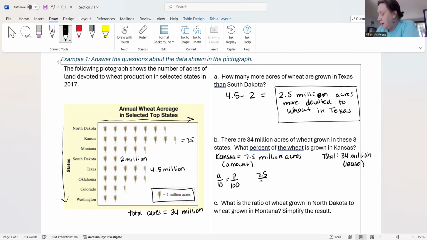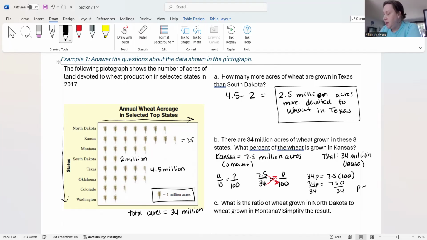We get 7.5 over 34 equals P over 100. So we cross multiply. And remember, I always cross multiply the diagonal that contains the variable. That's just what I do first. It doesn't matter though. So let's see, I'm going to get 34 times P equals 7.5 times 100. So we get 34P equals, well, when I take 7.5 and multiply it by 100, I get 750. Okay, so in order to get the P alone, we would divide both sides by 34.